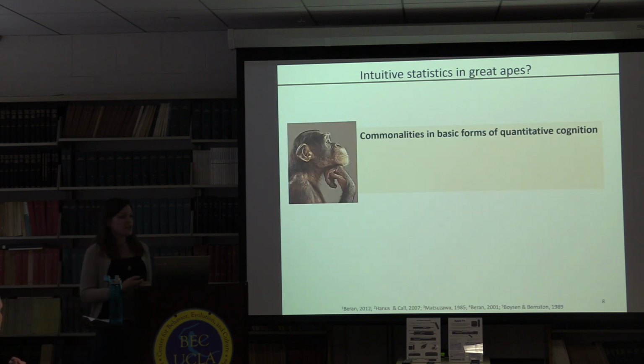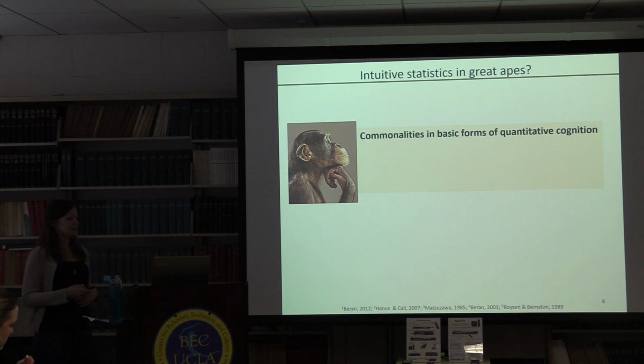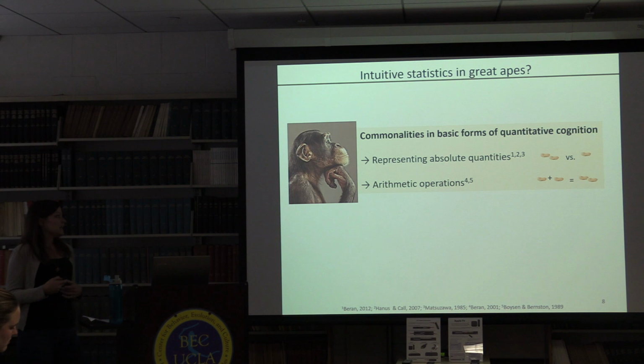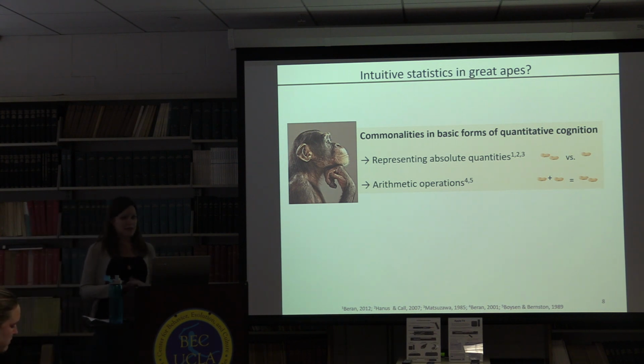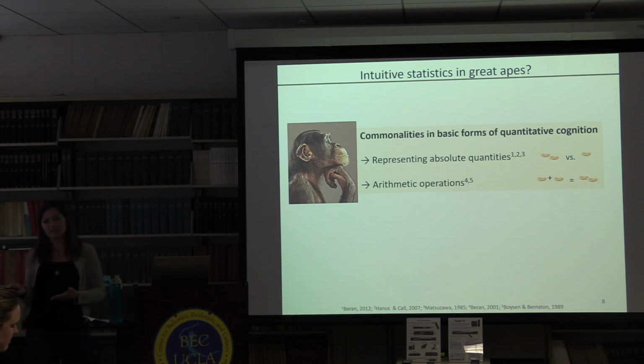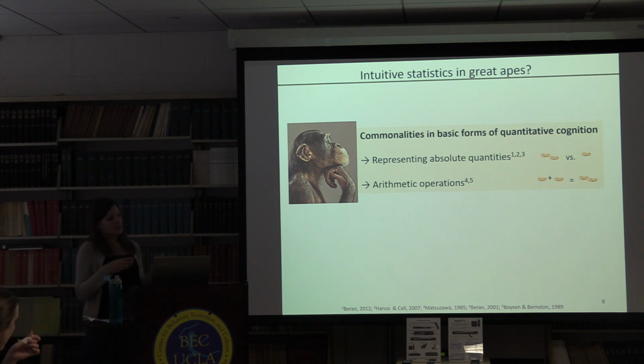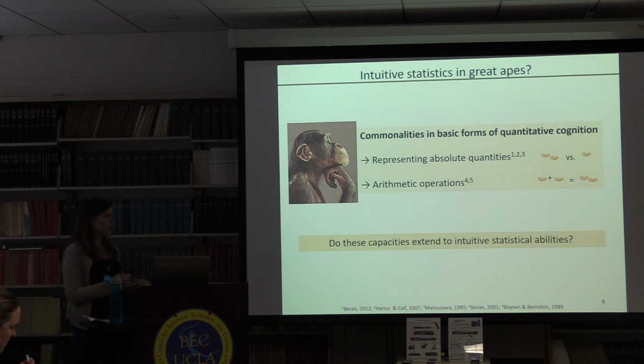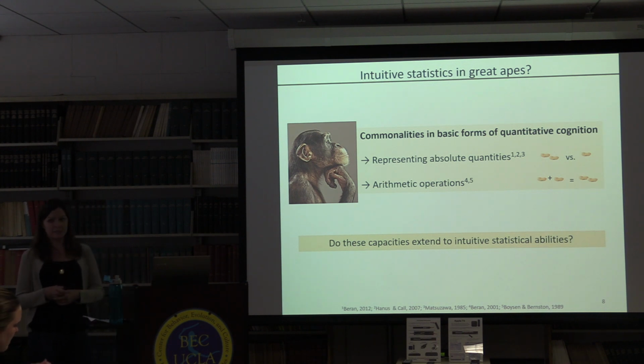We already know that great apes share with humans some fundamental similarities in basic numerical cognition. So for example, great apes can represent and discriminate between different absolute quantities, and they can even perform basic arithmetic operations on these representations. However, clearly intuitive statistics is much more than the capacity to represent and discriminate absolute quantities. It rather is the capacity to represent and discriminate proportions of quantities and to form probabilistic expectations based on these representations. So the question is, do these basic numerical abilities extend to intuitive statistical abilities?